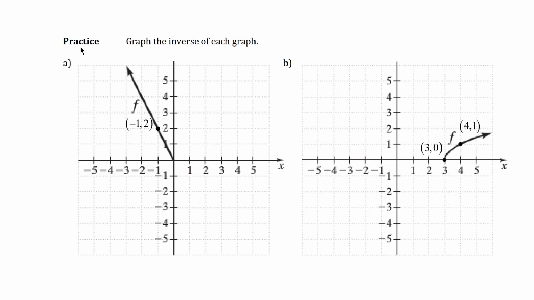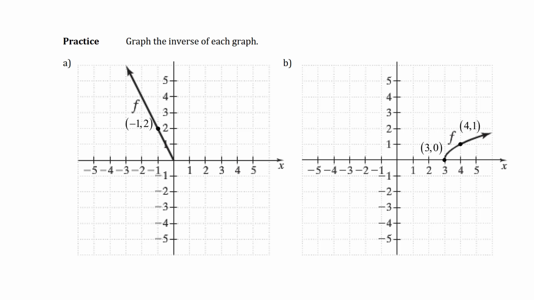Next, we have a practice problem. Graph the inverse of each graph. For part A, we have the graph of the function f, which is just a line that starts at the point 0, 0 and goes through the point -1, 2 and continues on in that direction. For part B, we have the graph of a curve which starts at the point 3, 0 and curves through the point 4, 1 and continues on in that direction.